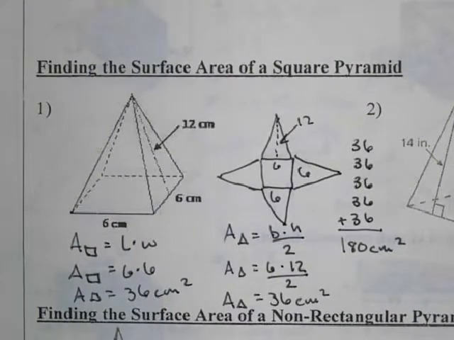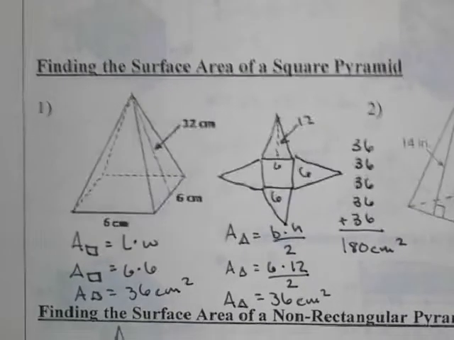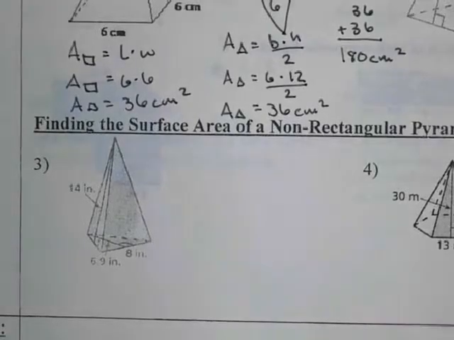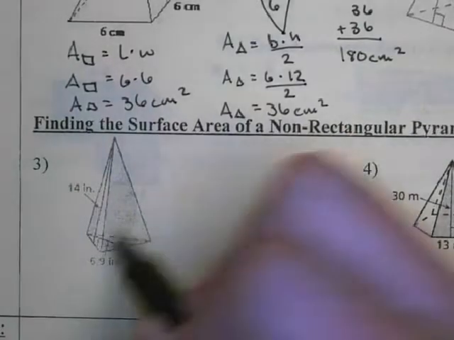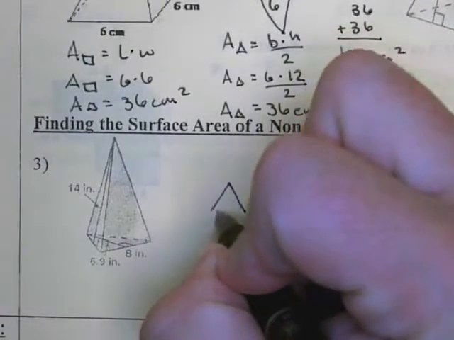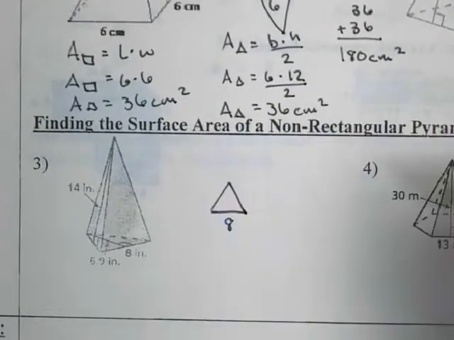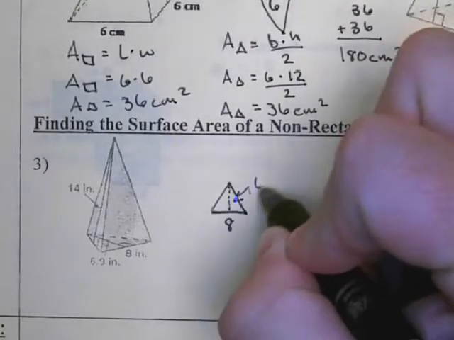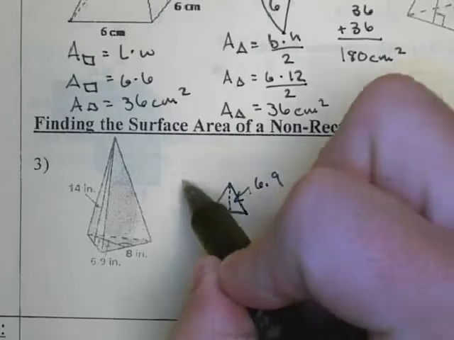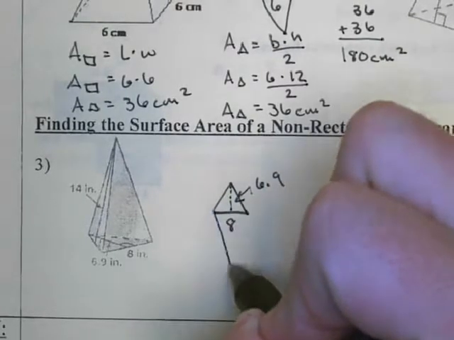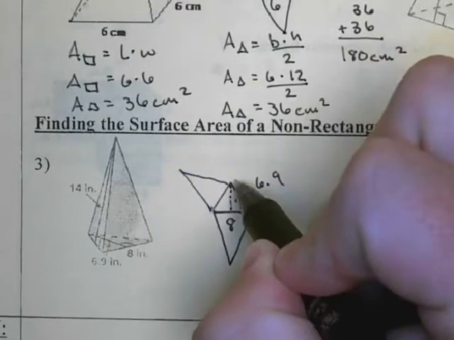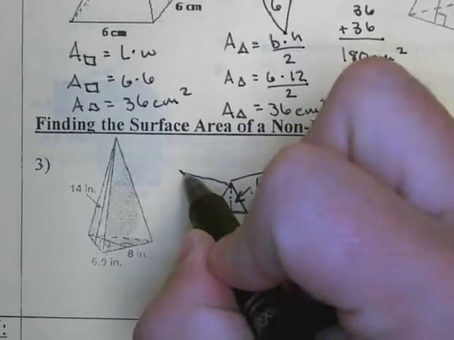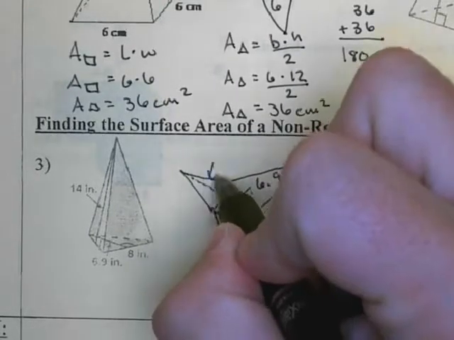Now it's the same idea for when we have a triangular base. We want to draw the base shape first. So I have my base that looks like that with a side length of 8. And then the height of that triangle is 6.9. And then coming off of each one of these sides of my base is another triangle. And so we get that the height of this triangle is 14.